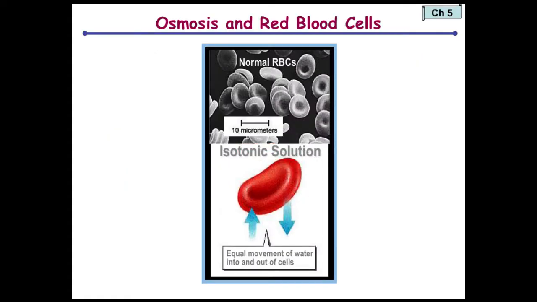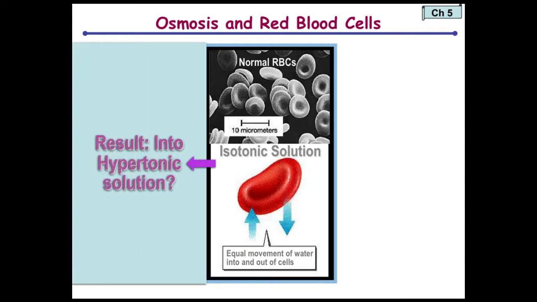Let's talk about this now in the context of ourselves with our red blood cells. Our little red blood cells are these red discs. They kind of look like little donut shapes. And when a red blood cell appears normal, it looks like the picture on your screen. It's a nice little flattened disc. And when we put red blood cells into an isotonic solution, they're very happy.